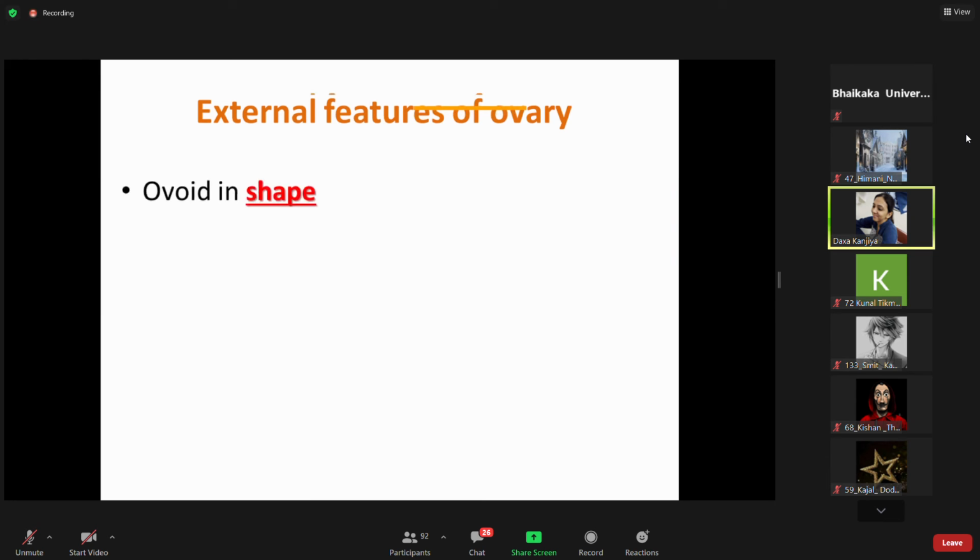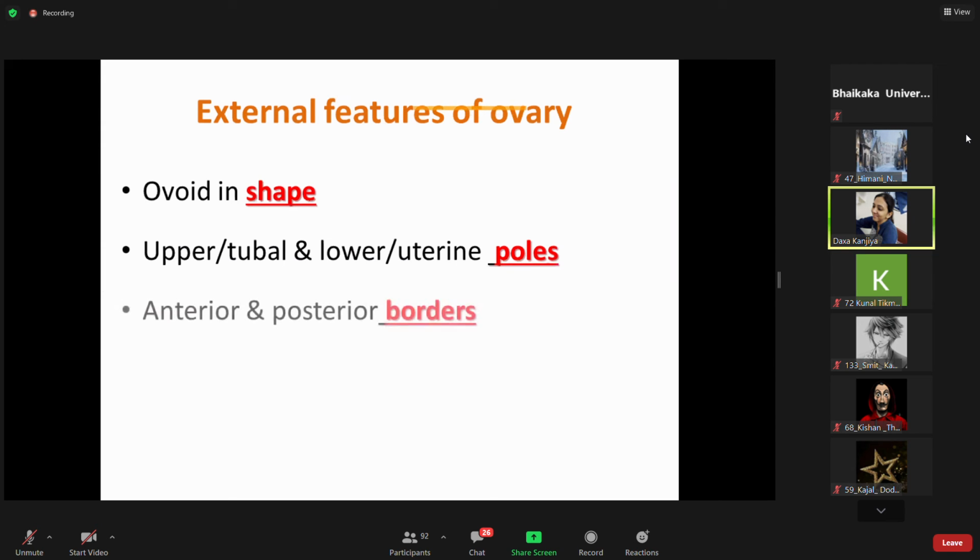Then the other morphological features. See, these morphological features are described according to the young ovaries. It is ovoid in shape, having two poles: the upper pole, which is also called the tubal pole because it is related with the uterine tube, and the lower pole, which is called the uterine pole. Two borders, anterior and posterior borders, and two surfaces, medial and lateral surfaces.